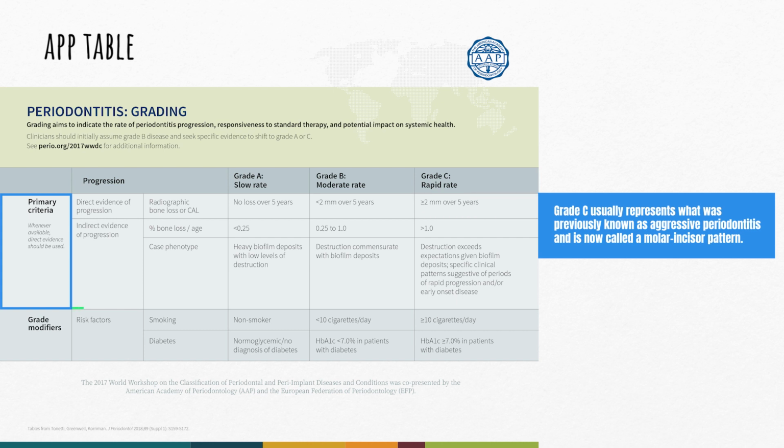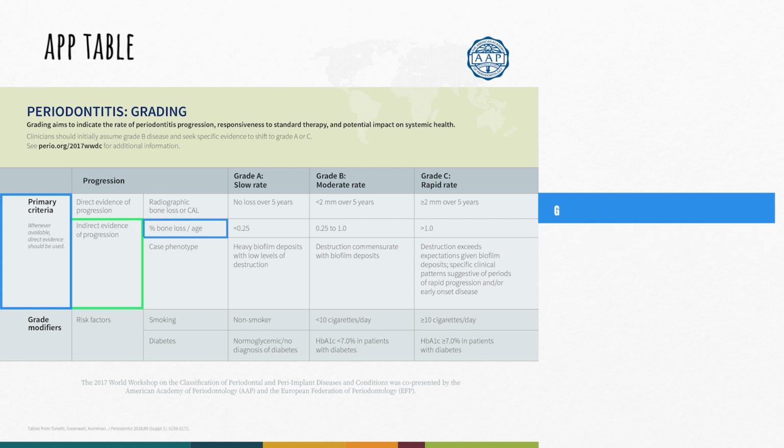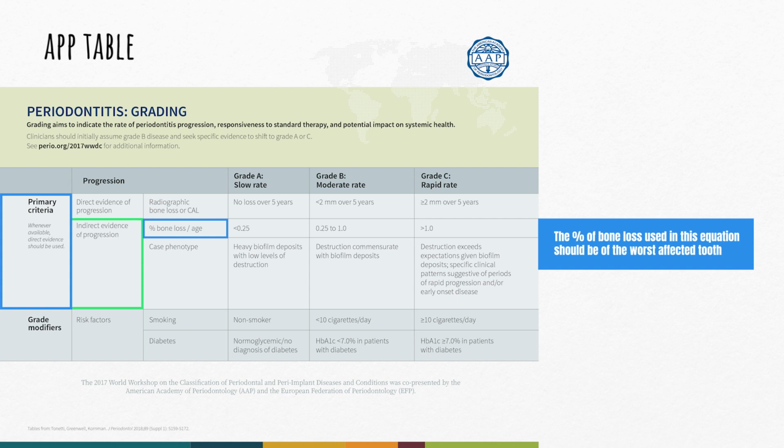Moving on to indirect evidence of progression. Indirect evidence includes two factors. One is percentage of bone loss over the age and the other is case phenotype. Firstly, the percentage of bone loss used in this equation should be of the worst affected tooth.